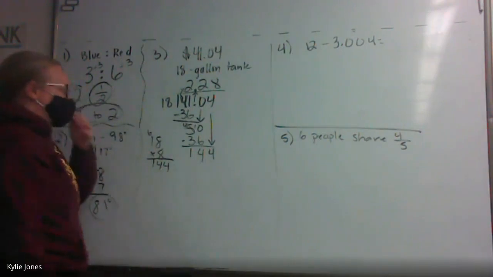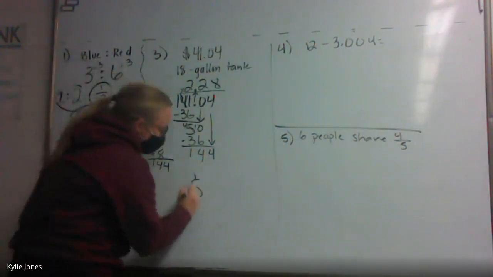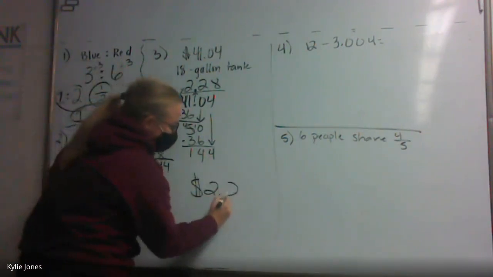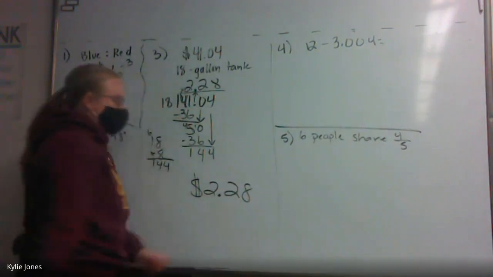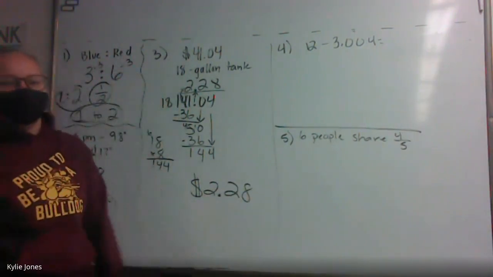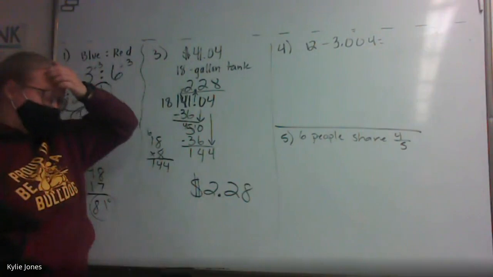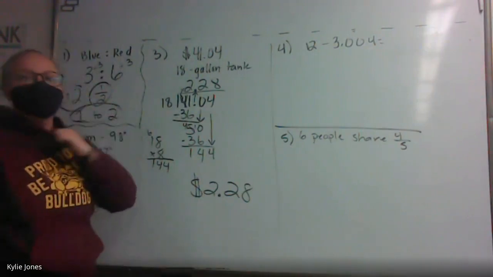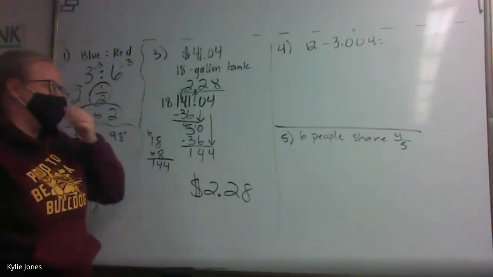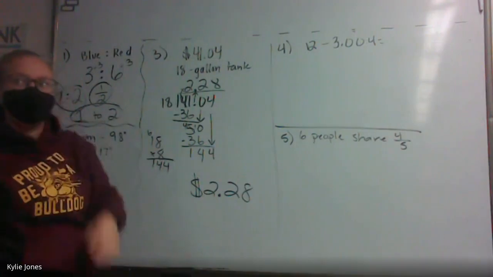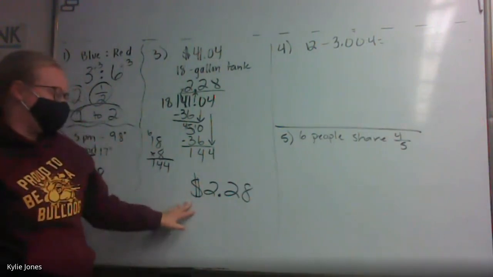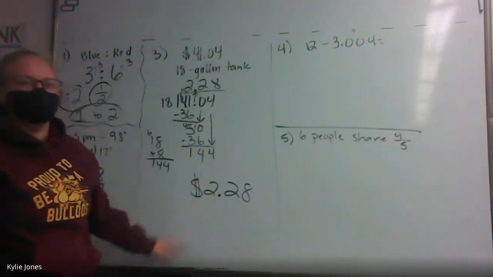18 times 8 is 144. So 1 gallon of gas costs $2.28. That's about what gas costs in Flagstaff right now. Really? Yep. So that's a pretty true statement right there. How much does that cost now, roughly? This is about how much it costs in Flagstaff. In Winslow, it's probably cheaper than this right now.